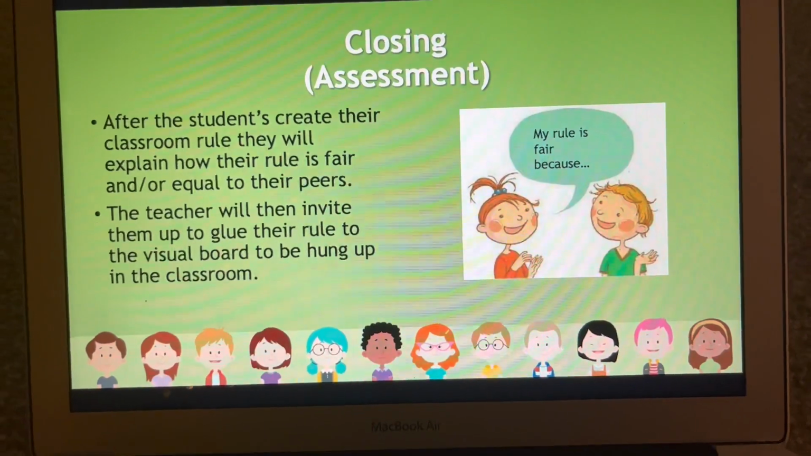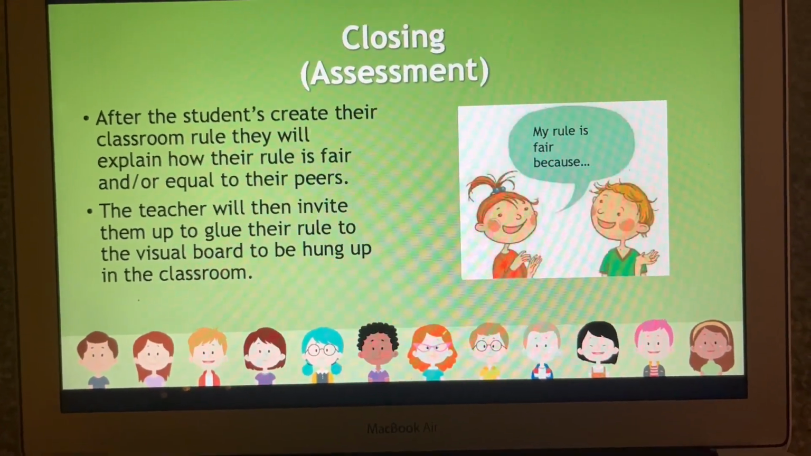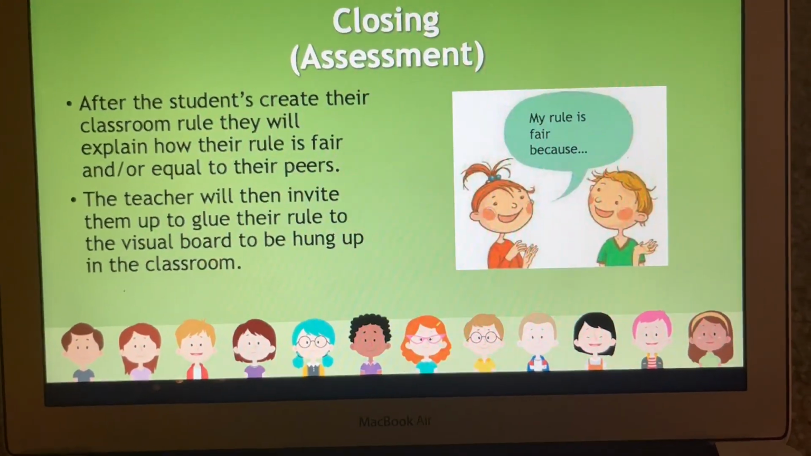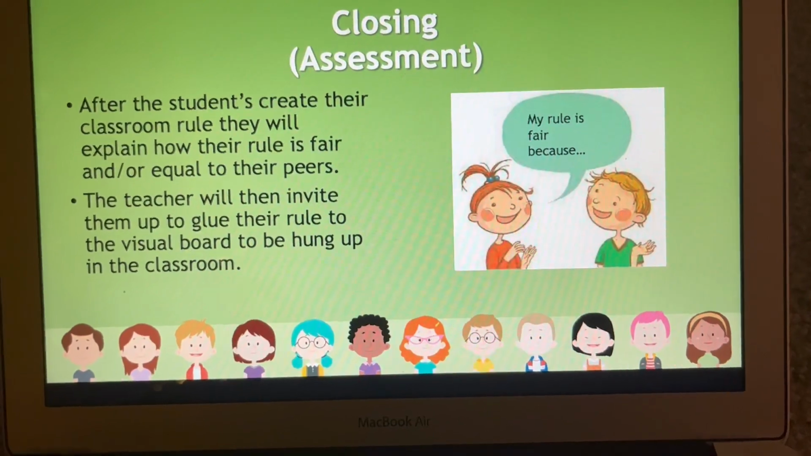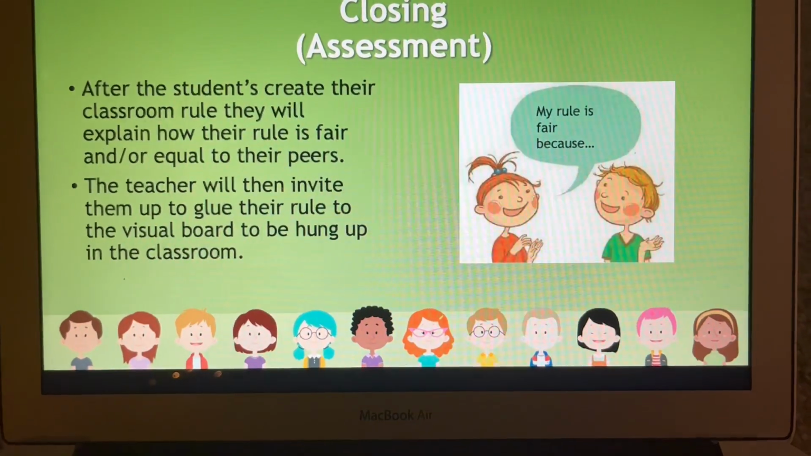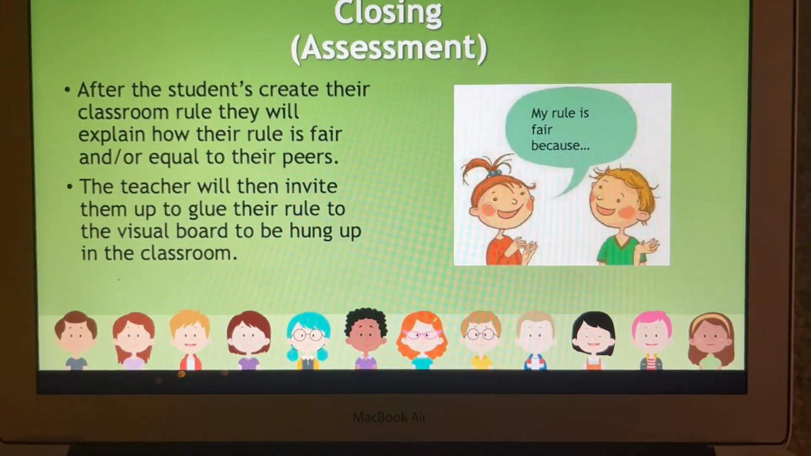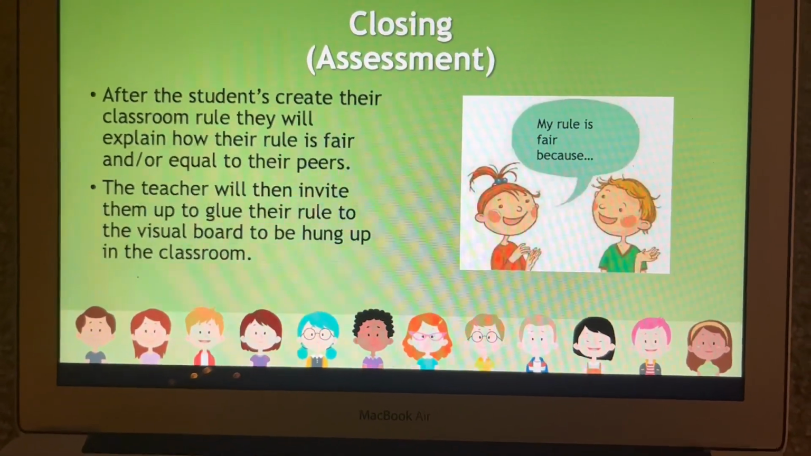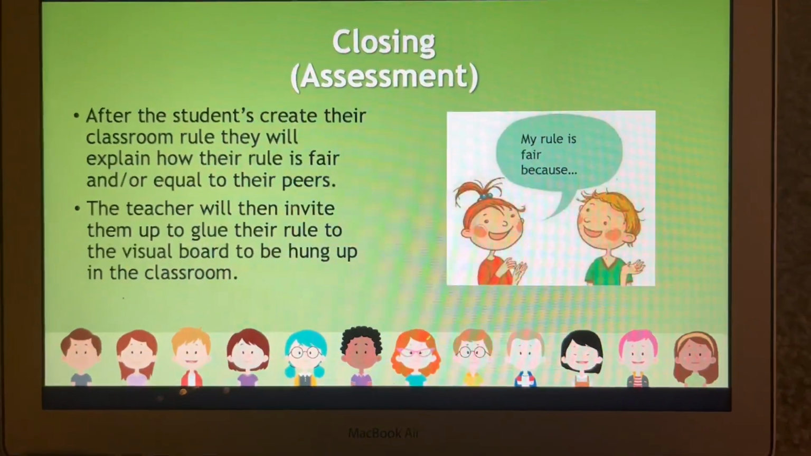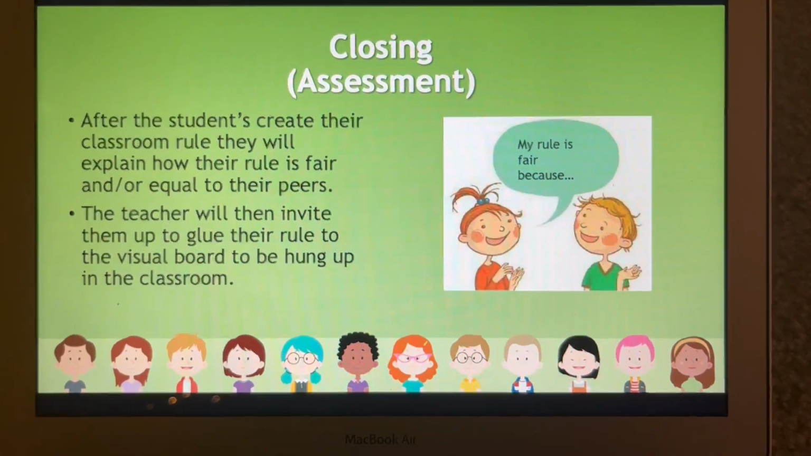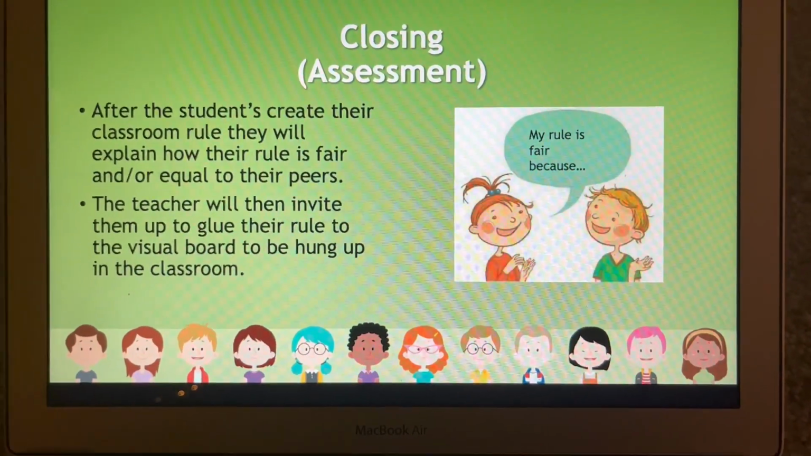So this is the closing and the assessment. After the students create their classroom rule with each other, I want them to take the time to explain why their rule is fair or equal to their peers. After they do that, they'll be invited to come up, and the teacher would help them apply some glue to the strip and put it right onto the classroom board to be posted in the class for the rest of the year.